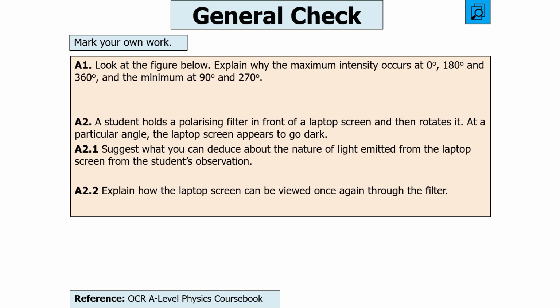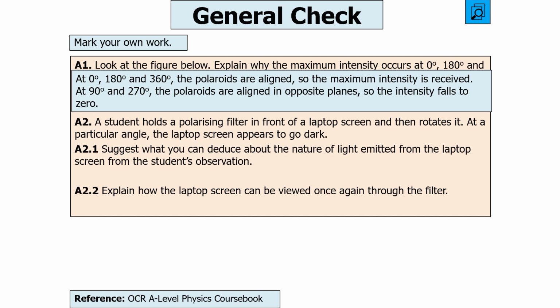Right, the first thing you've got to understand is this is regarding polarization. So at 0, 180 and 360, the two Polaroids are aligned with each other. So you get the same orientation of the wave being polarized. So that means all of it will go through both the filters, so you get a maximum intensity. At 90 and 270 degrees, your two Polaroids are polarizing two waves which are perpendicular to each other. So whilst it'll go through one of the Polaroids, it won't go through the other Polaroid, so the intensity will fall to 0.